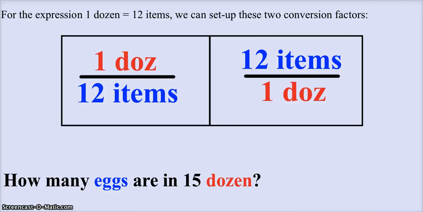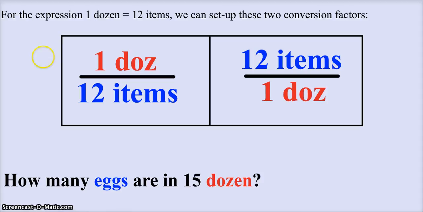So this is conversion factors. Here we have an expression, 1 dozen is equal to 12 items. So we can set up these two conversion factors: 1 dozen over 12 items, 12 items over 1 dozen. Again, the top and the bottom are the same thing. 1 dozen is 12 items. But mathematically, we have a 1 and a 12, so that's going to help us with our conversions.